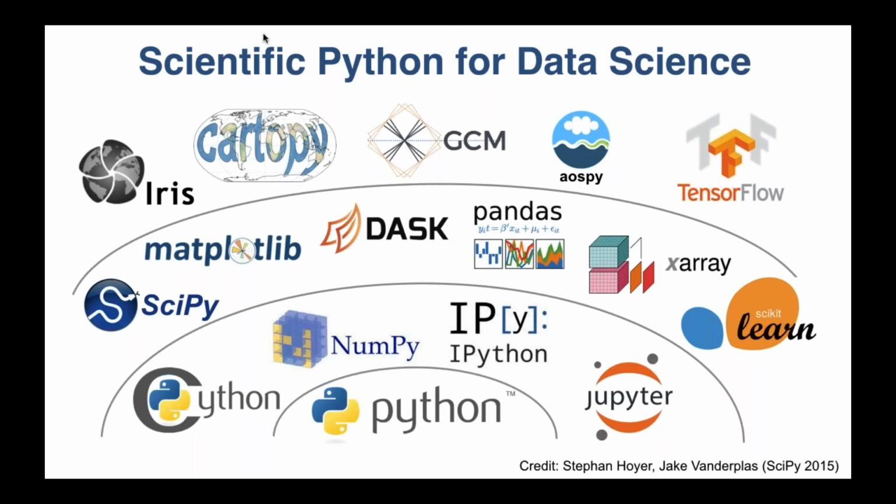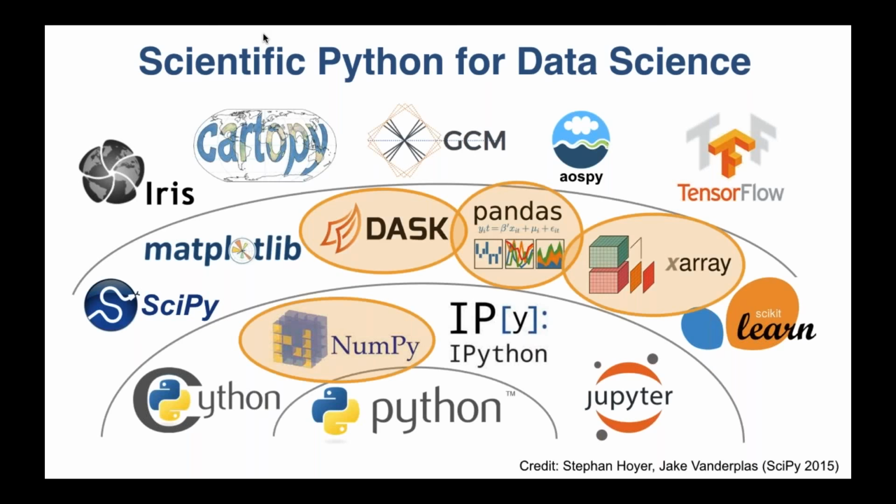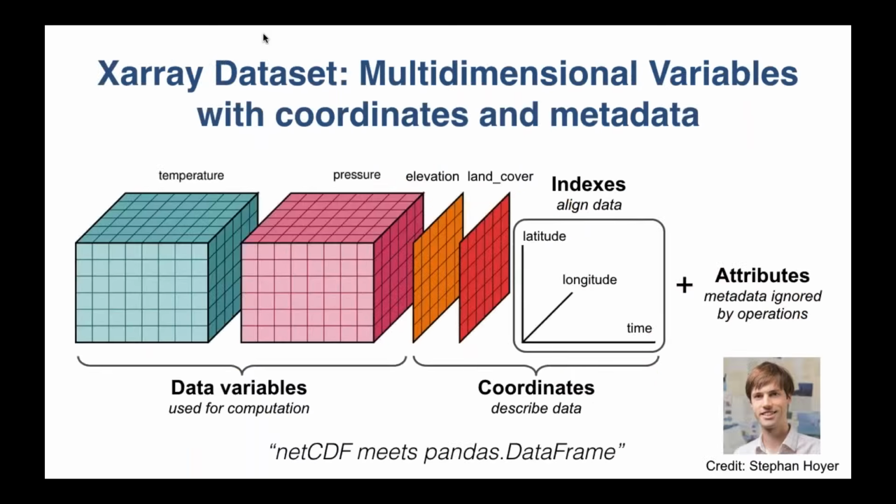Okay, so what does Xarray do? Xarray really combines these three technologies. And Xarray represents the data model of netCDF and CF conventions within Python. So an Xarray data set consists of data variables, coordinates which describe those variables, and other attributes. So it's been described sort of like a netCDF file meets a pandas data frame. And Xarray was created by Stefan Hoyer of Google.